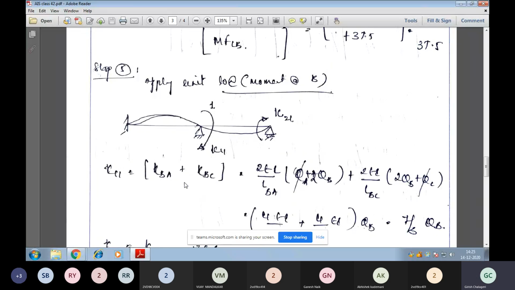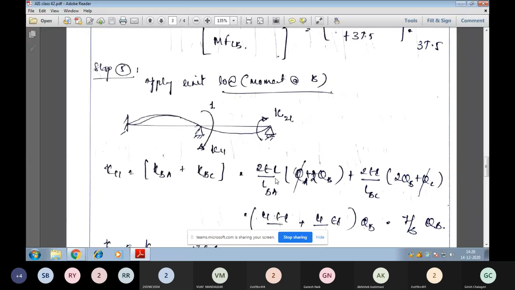Stiffness of member BA will be what? You know the slope deflection equation, that is 2EI by L_AB, bracket of 2 theta B plus theta A minus 3 delta by L. Minus 3 delta by L will be neglected because there is no settlement given in the members. So we will remove that. We will keep only 2EI by L, bracket of 2 theta B plus theta A.